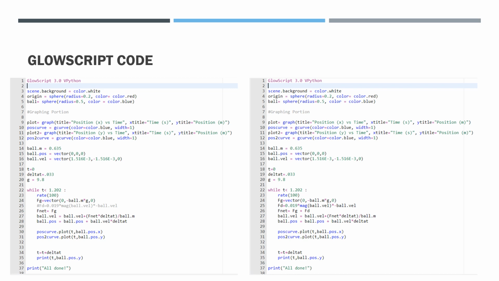In the second GlowScript code, pictured to the right, everything mostly stays the same as the previous code, except now I've taken into account drag acting upon the ball. Here in line 25, I've added drag force equal to 0.019 times the magnitude of the ball's velocity times the ball's velocity. In this statement, 0.019 is b. Next, I updated the net force to be F grav plus F drag, as I'm now accounting for both drag and gravity within this lab.